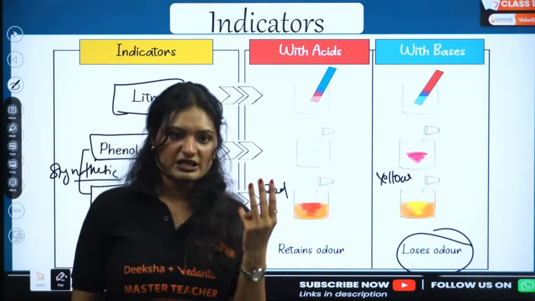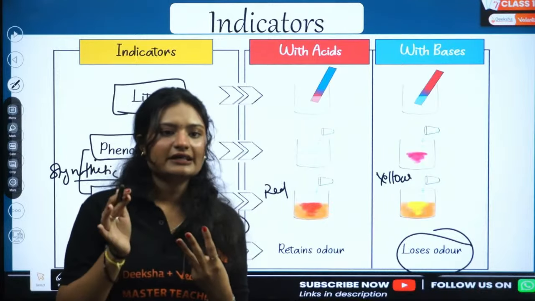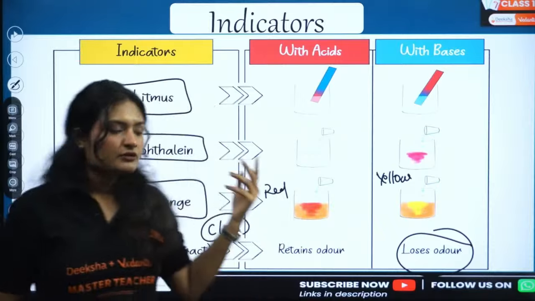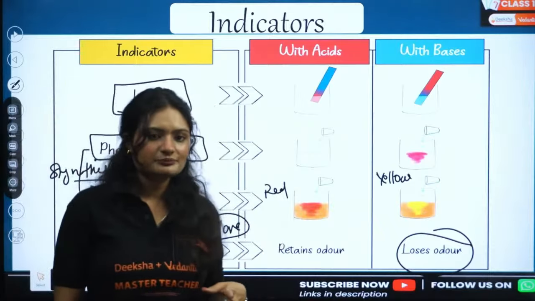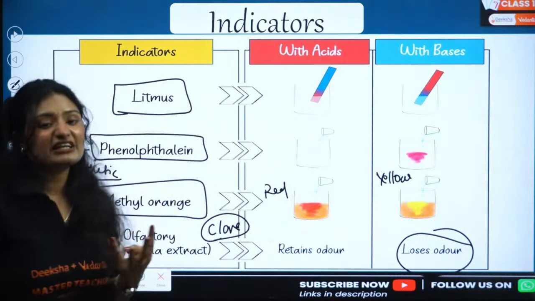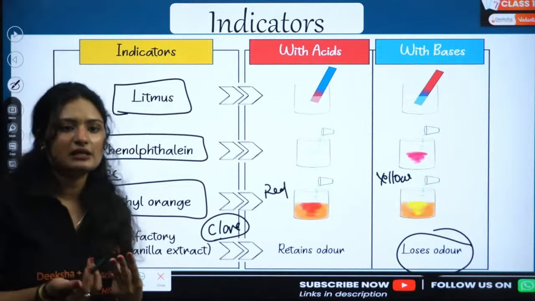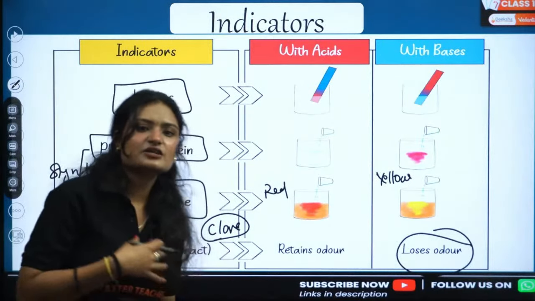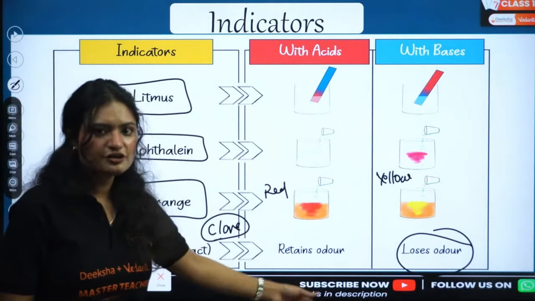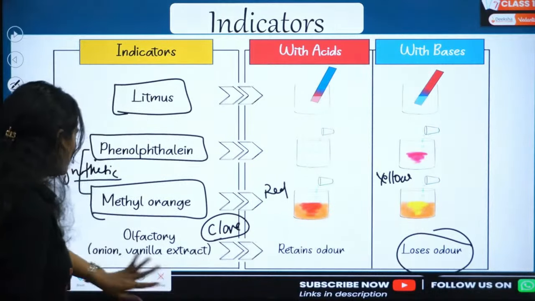There are three types of indicators. Natural indicators like turmeric or red cabbage. Synthetic indicators, which are synthesized in a laboratory, like phenolphthalein and methyl orange. Next are olfactory indicators, which rely on the sense of smell to tell us whether we are dealing with an acid or a base. In acidic medium they will retain their odor, and in basic medium they will lose their odor. Okay, moving on.